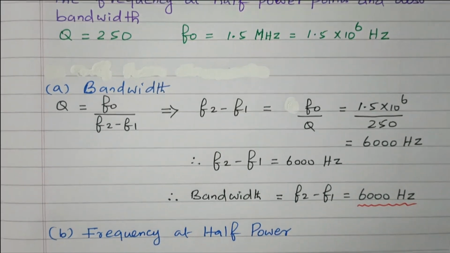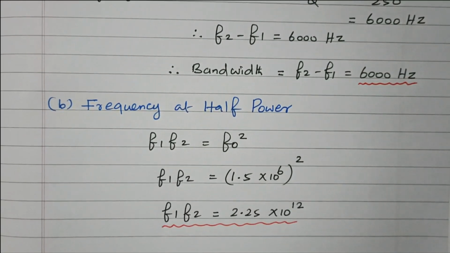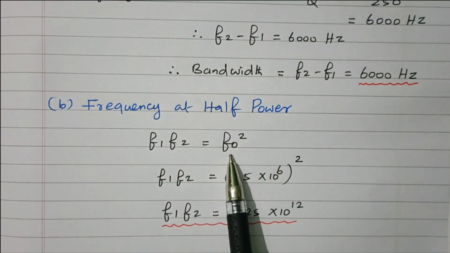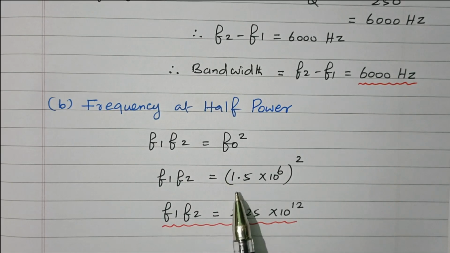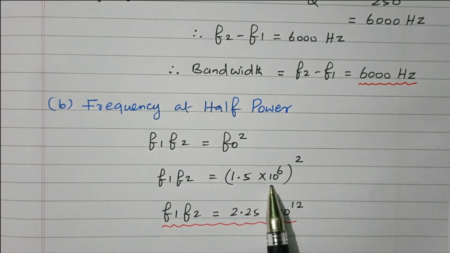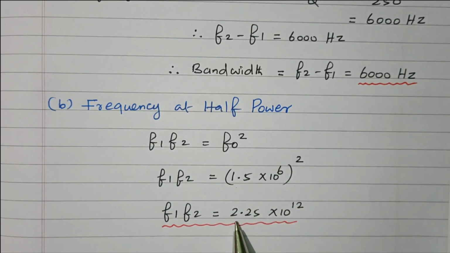Now we'll see the frequency at the half power. Frequency at the half power means f1 into f2. That is the frequency at the half power. So we know the formula f1 into f2 equal to f0 square. Formula is available. f0 value is given, 1.5 megahertz. So 1.5 into 10 to the power 6, whole square. So when squared, we got 2.25 into 10 to the power 12. So f1 into f2, the frequency at the half power, is 2.25 into 10 to the power 12.